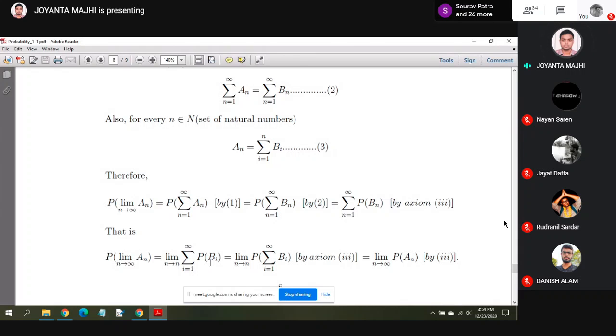Summation of probability of bi, i equal to 1 to infinity. This is the back process of axiom 3. Summation of probability of bi, as the bi are mutually exclusive, can be written as probability of summation bi. Okay, this is equal to the limit as n tends to infinity of the probability of An.